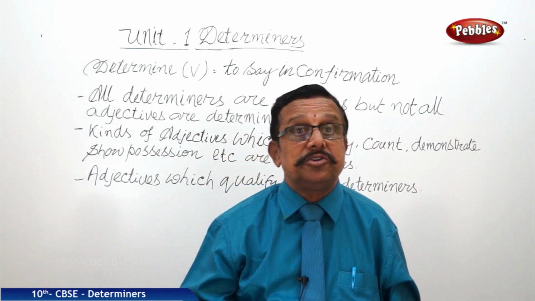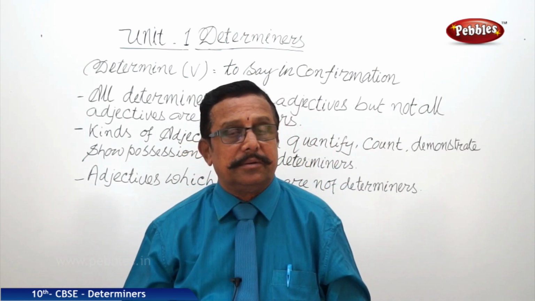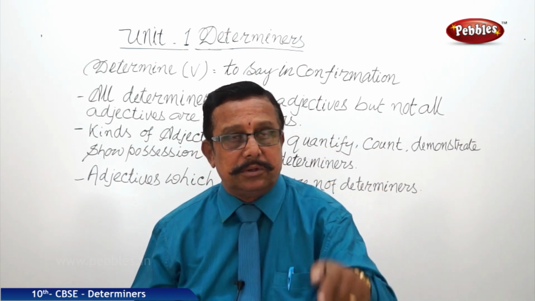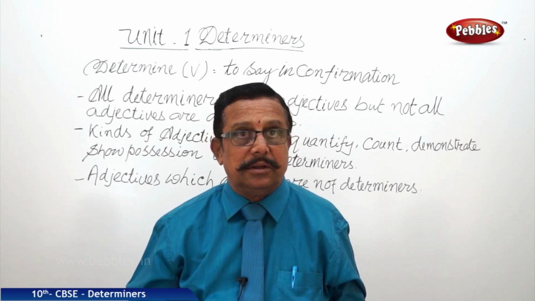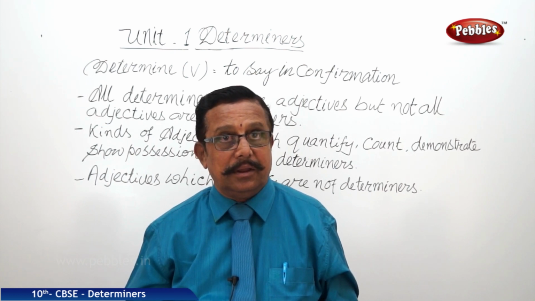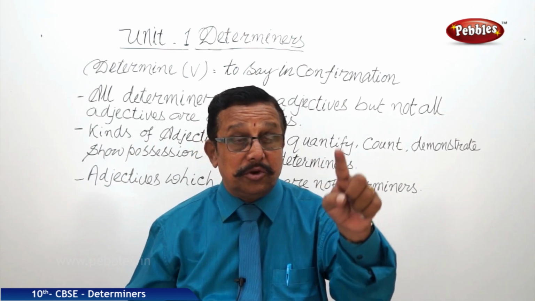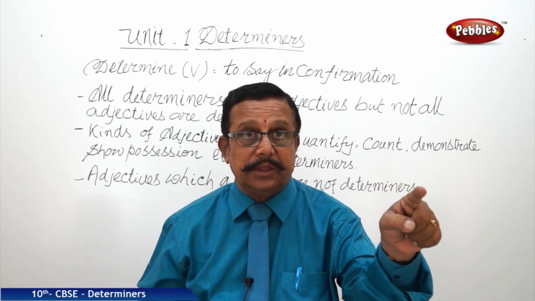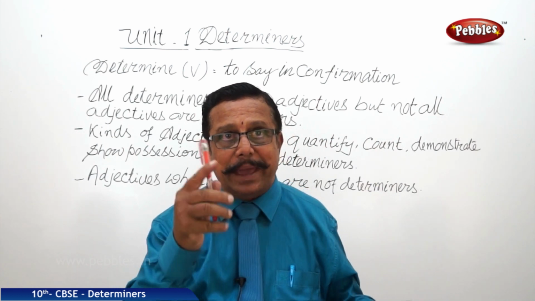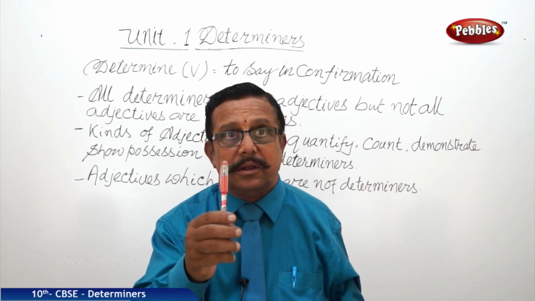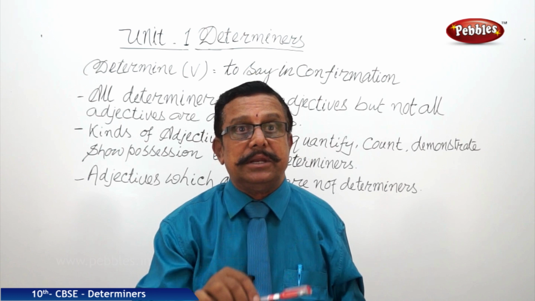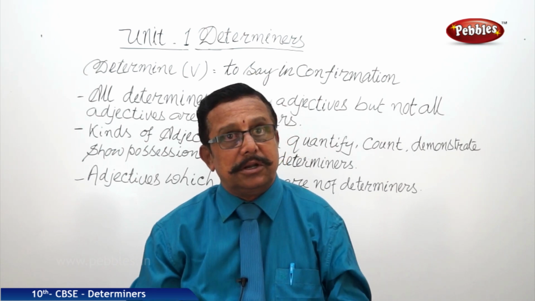And next, demonstratives. What is a demonstrative? Demonstrative means showing. We show, we point out. That is called demonstrative. It is a word, a determiner, that shows, points out, demonstrates. This pen, I told you. I am showing this pen with the word this. So this becomes a determiner, and that is a demonstrative determiner.